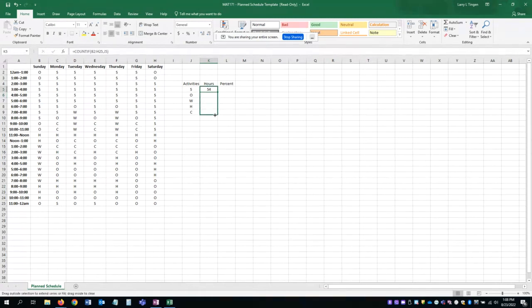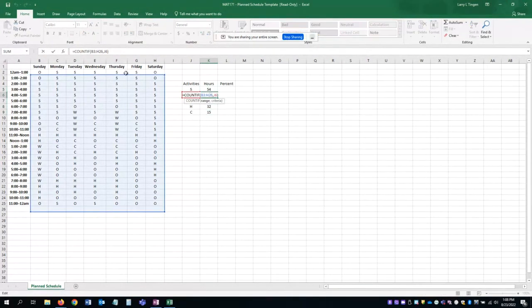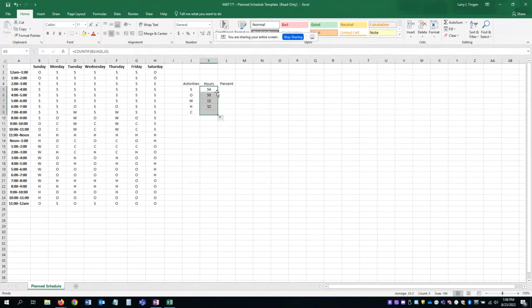I will tell you that if you grab and pull down, it's not going to work. The reason is when you grab and pull down, the range automatically grabs and pulls down. So you can grab and pull down to copy, but then you've got to change the range so that it's counting all of them. Notice it's missing the first hour. If I come down here and double click, same thing, it's going to do that. So you can stop that with dollar signs, but I'm going to let you play with that.